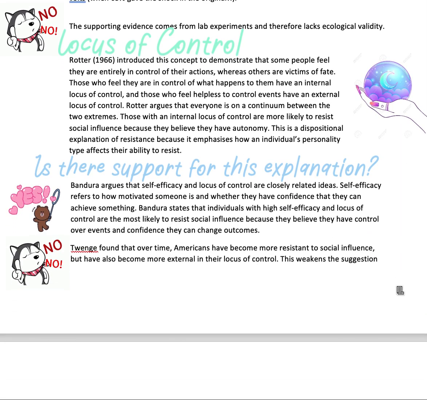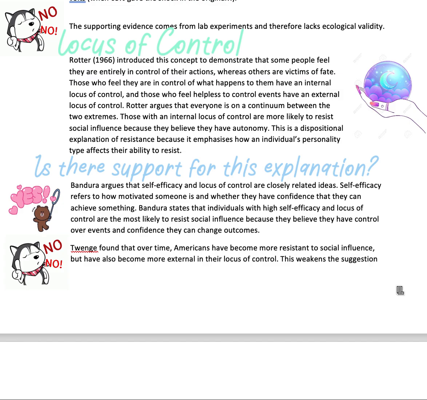Locus of control. So Rotter talks about individuals who feel that they are in control of their behaviour and their fate. So those who have an internal locus of control, and make sure you say internal. Sometimes people keep saying these high levels of locus of control. It's not about high levels, it's about having a strong internal. So internal and external are the key words.